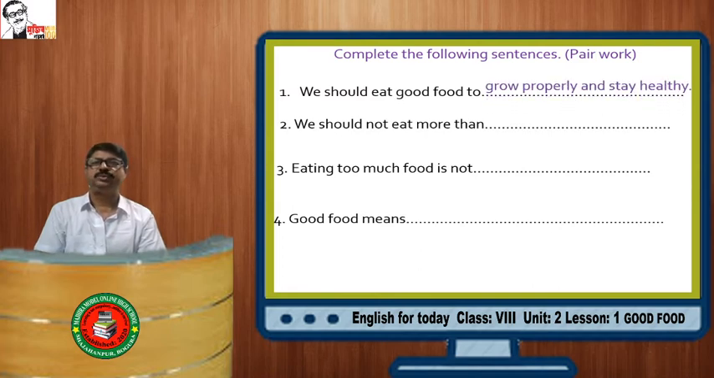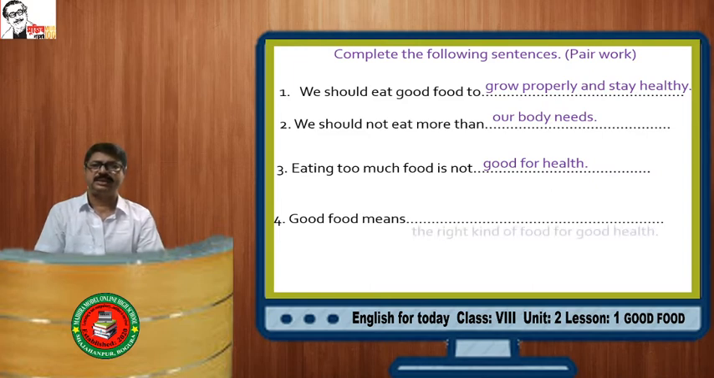We should eat good food to grow properly and stay healthy. Sentence 2. We should not eat more than our body needs. And the sentence number 3. Eating too much food is not dash. Eating too much food is not good for health. And last one is good food means dash. Good food means the right kind of food for good health.